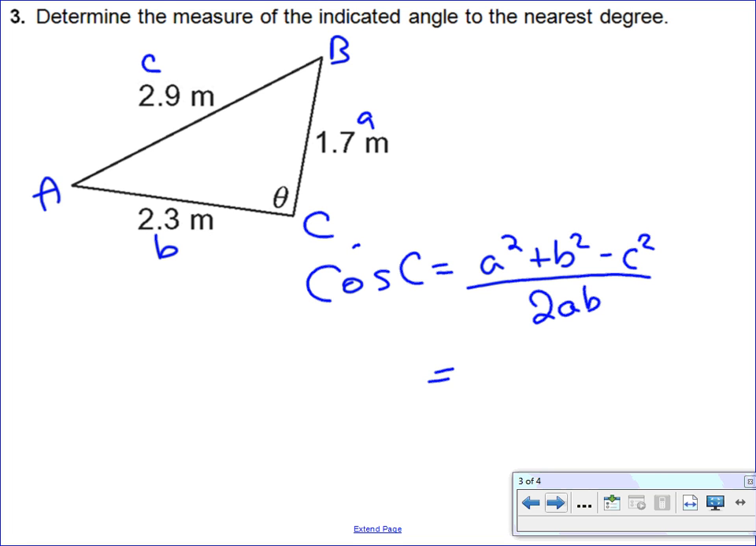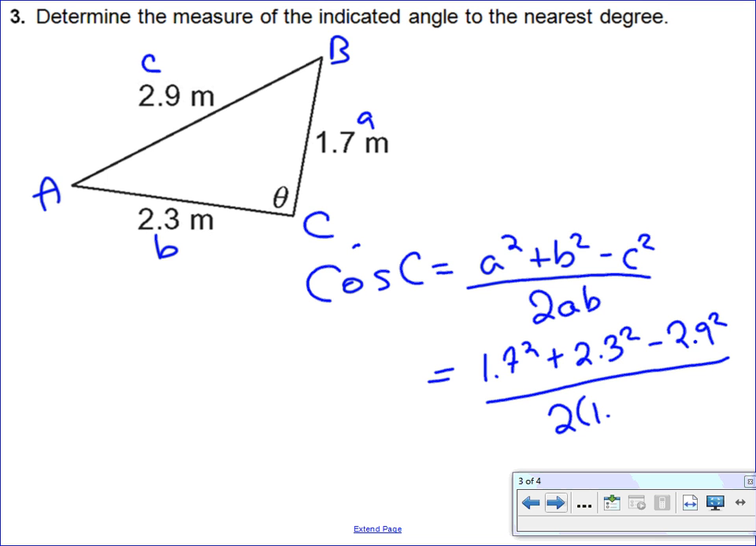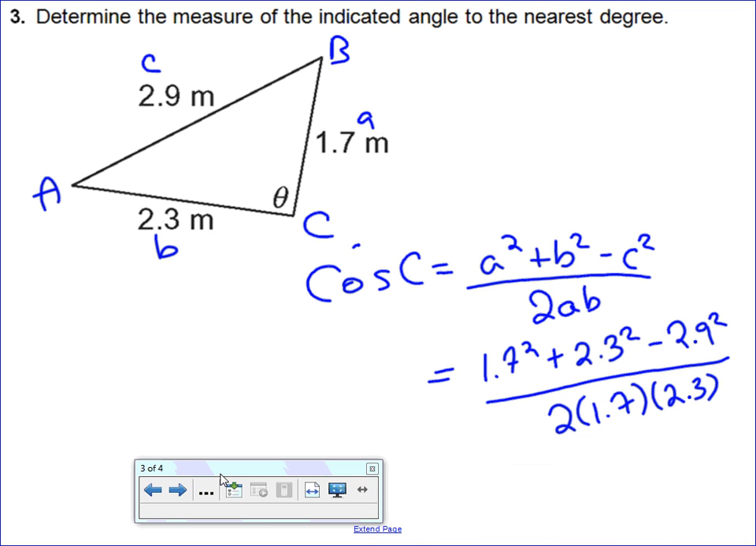So what I'm saying is I go 1.7 squared plus 2.3 squared minus 2.9 squared all over 2 times 1.7, 2.3. Okay, now I would calculate the top. So I'm going to do 1.7 to the exponent 2 plus 2.3 to the exponent 2 minus 2.9 to the exponent 2. And you get negative 0.23. Okay?